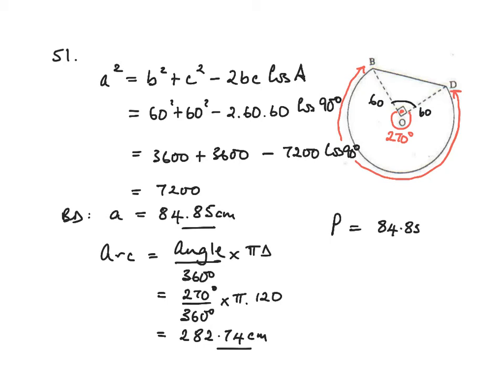So the total perimeter then, 84.85 plus 282.74 gives us 367.6 centimetres.